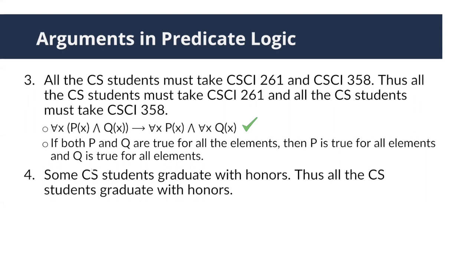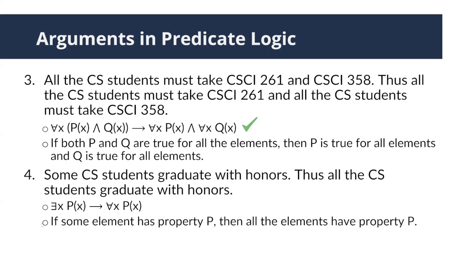Last example. Some CS students graduate with honors. Thus, all the CS students graduate with honors. The translation is this one. And the general meaning of this logical expression is, if some element has property p, then all the elements have property p. Is this one valid? Some of you may already have felt that this one doesn't make any sense because this argument is not valid.